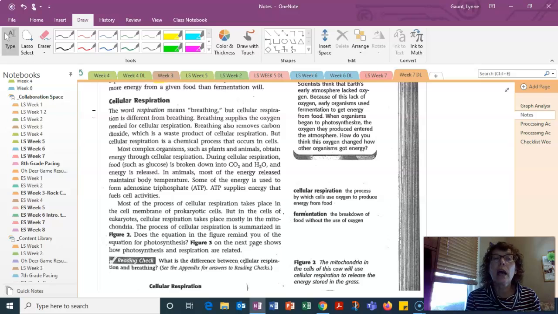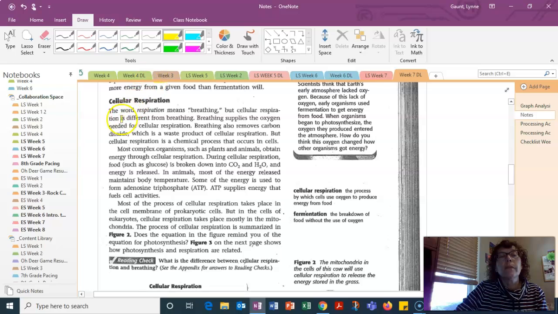Breathing supplies the oxygen needed for cellular respiration. Breathing also removes carbon dioxide, which is a waste product of cellular respiration. But cellular respiration is a chemical process that occurs in cells. That's an important sentence. So get your highlighter tool, I'm using yellow, and highlight that last sentence in the paragraph where it says cellular respiration is a chemical process that occurs in cells. That's what we're highlighting.